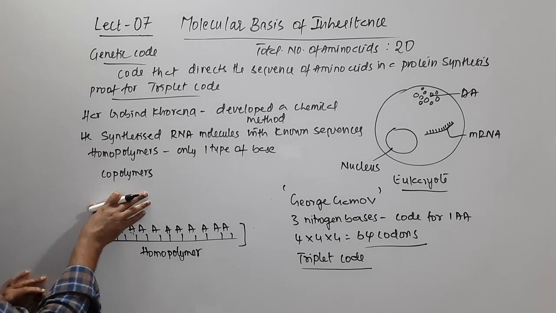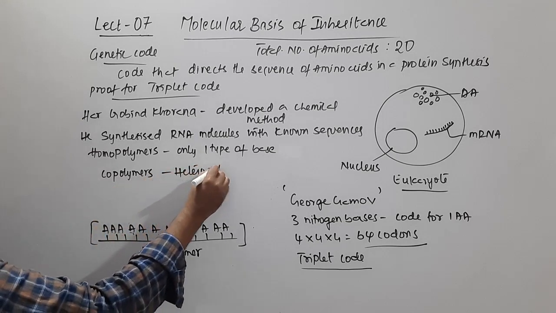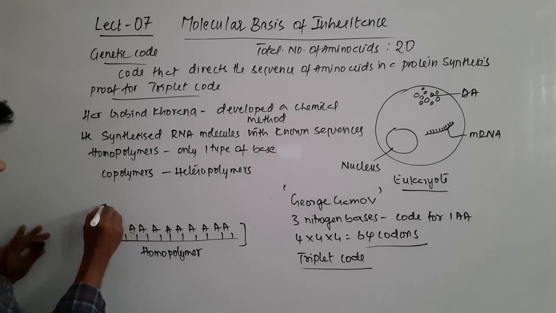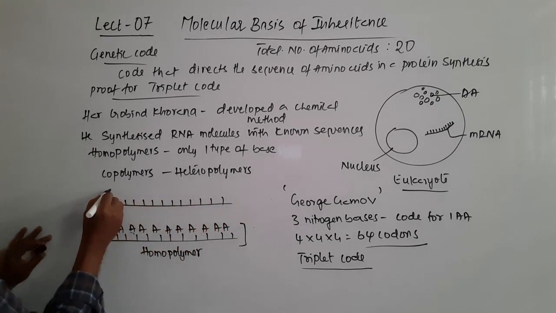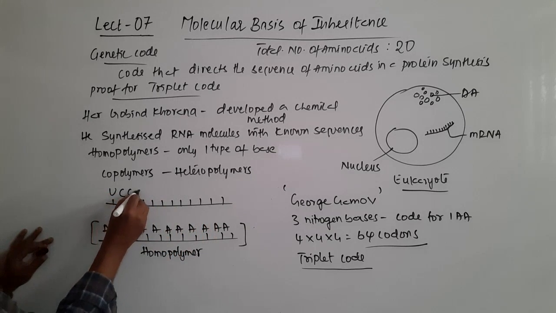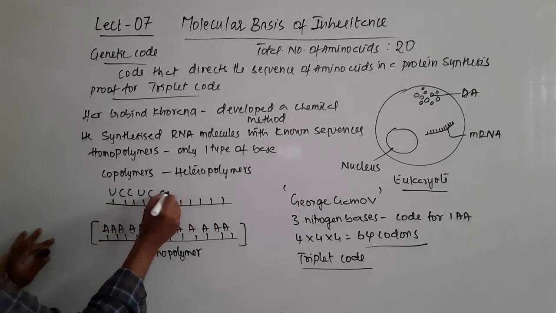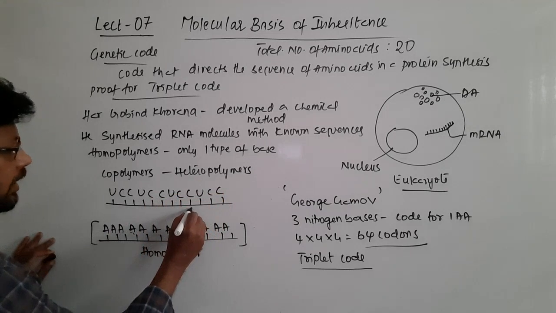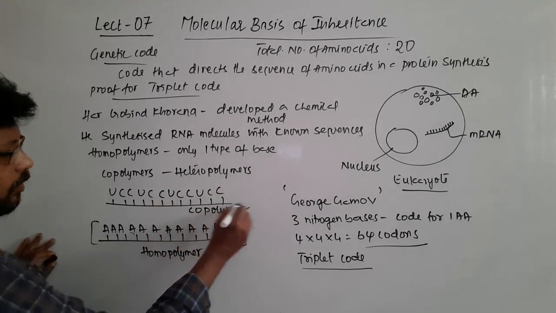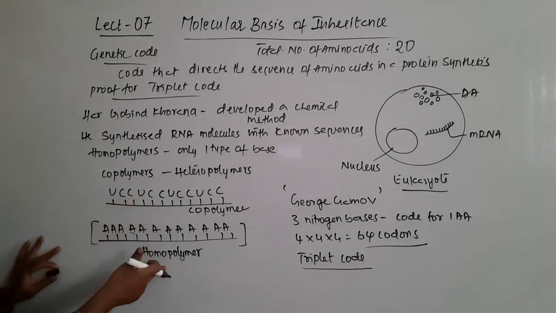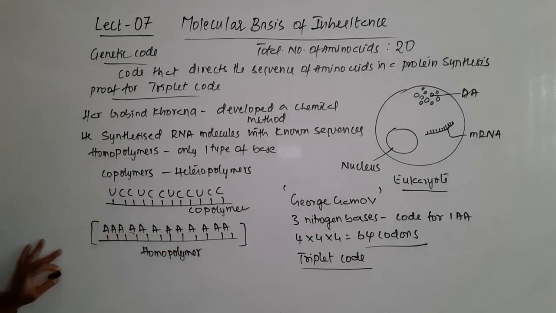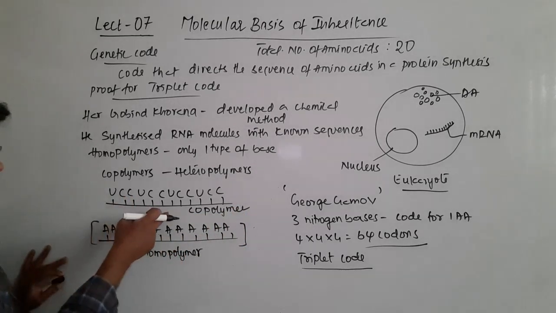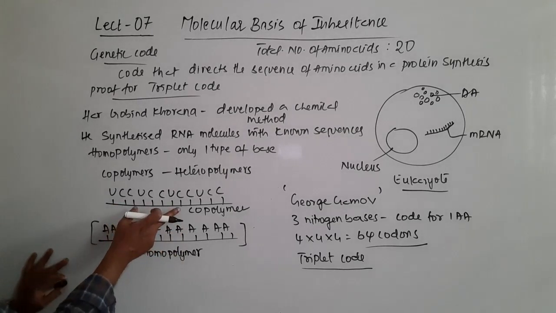And coming to copolymer, these are actually heteropolymers, where there are different nitrogen bases. So in case of a copolymer, you may see sequences like UCC, again UCC, or we'll find a different combination. In this case, I'm repeating those sequences. So this is a copolymer, with different sequences. And in case of a homopolymer, you will see only one type of nitrogen base. So copolymers and homopolymers.